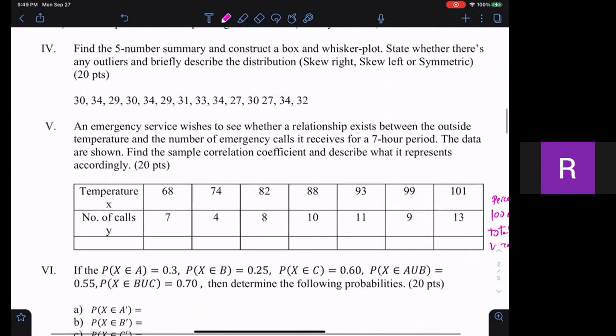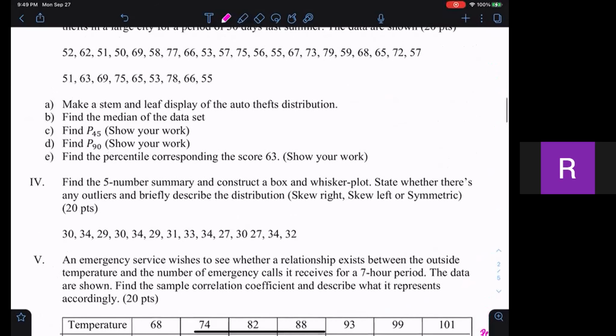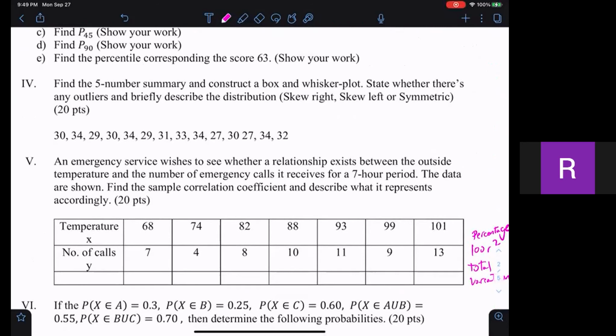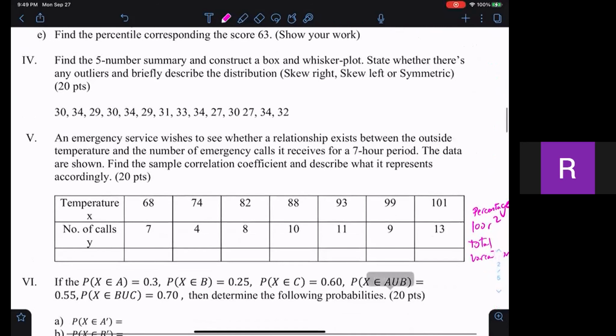So I'm going to stop here because the next part is just the 5-number summary, and then I will do the other 3 problems in the next video, which I'm going to do right now. I'm just going to divide it into 2 parts because I don't want to make it too long.